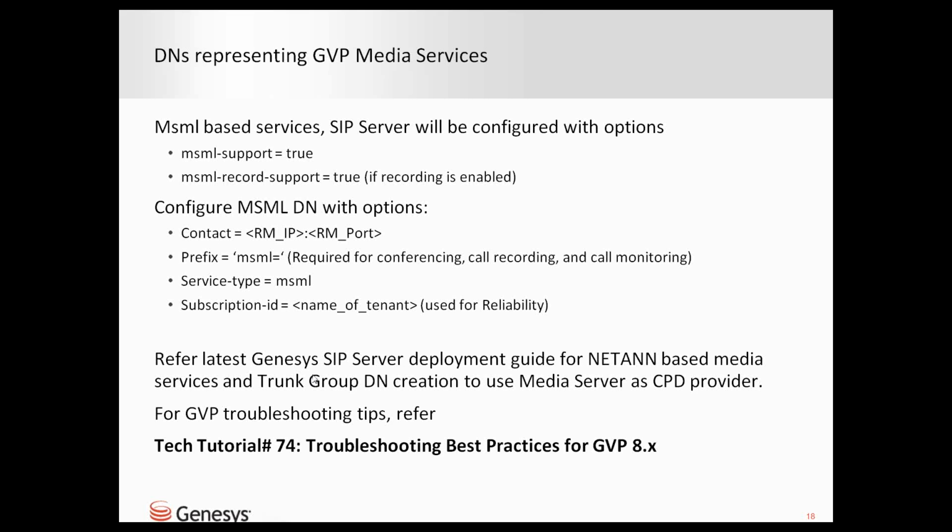But note that if it is for CPD, you are going to create a trunk group DN and point it towards RM and MCP, so that will follow the trunk group DN path. GVP troubleshooting was covered in detail in Tech Tutorial 74, Troubleshooting Best Practices for GVP 8.x, so you can refer to that one.